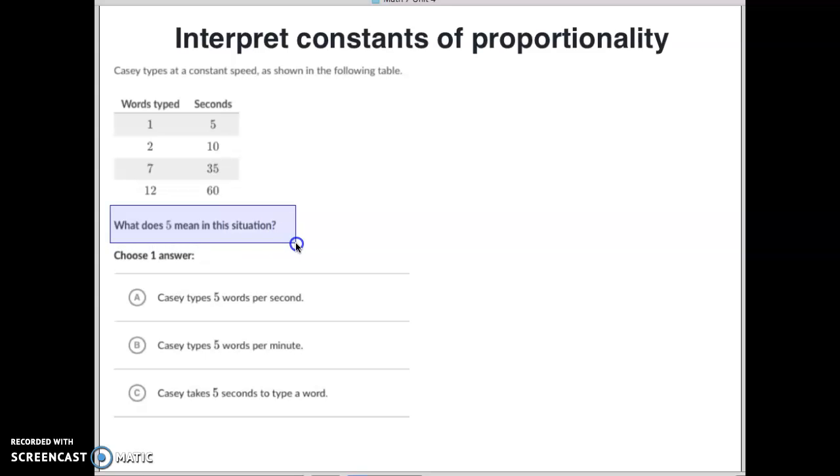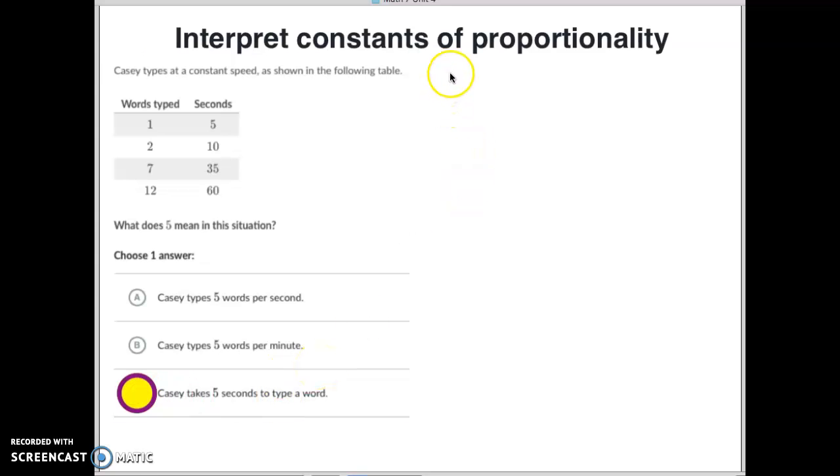What they mean by that is, notice as we went from 5 seconds to 10 seconds, we went up by how much? We went up by 5, right? And as the seconds went up by 5, the words typed went from 1 to 2, which means it takes us 5 seconds to type one word. So which one down here says it takes him 5 seconds to type a word? Casey types 5 words per second. No, that's not true. Casey types 5 words per minute. No, that's not true. Casey takes 5 seconds to type a word. That would be the one, so that's the one we choose.